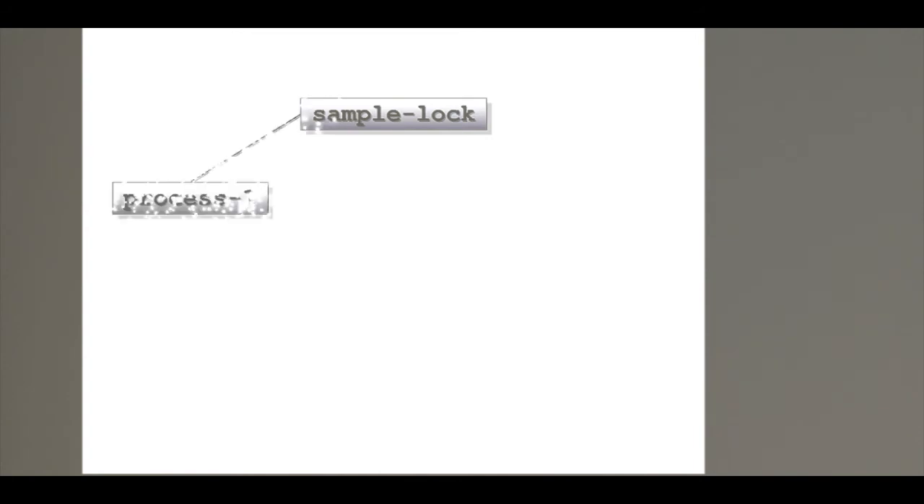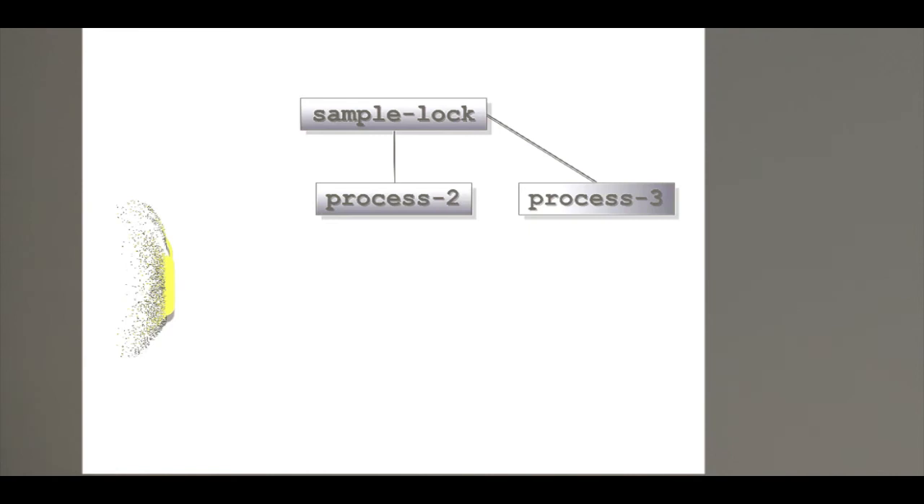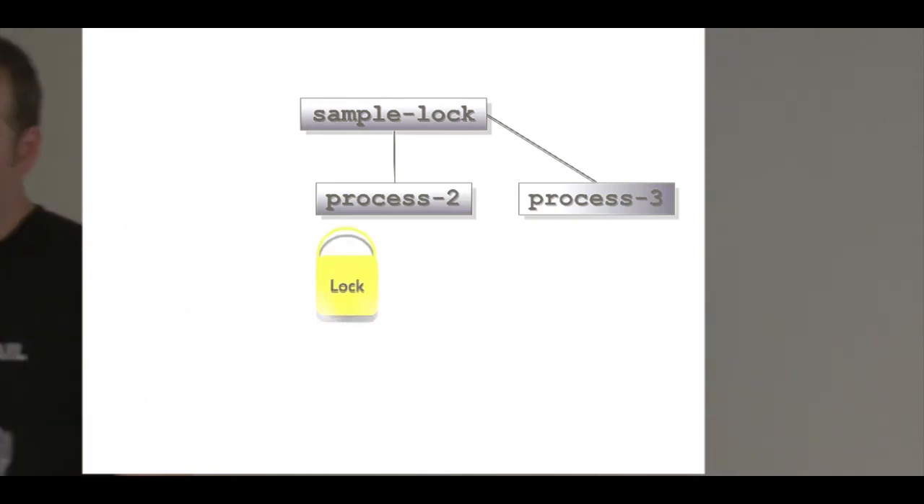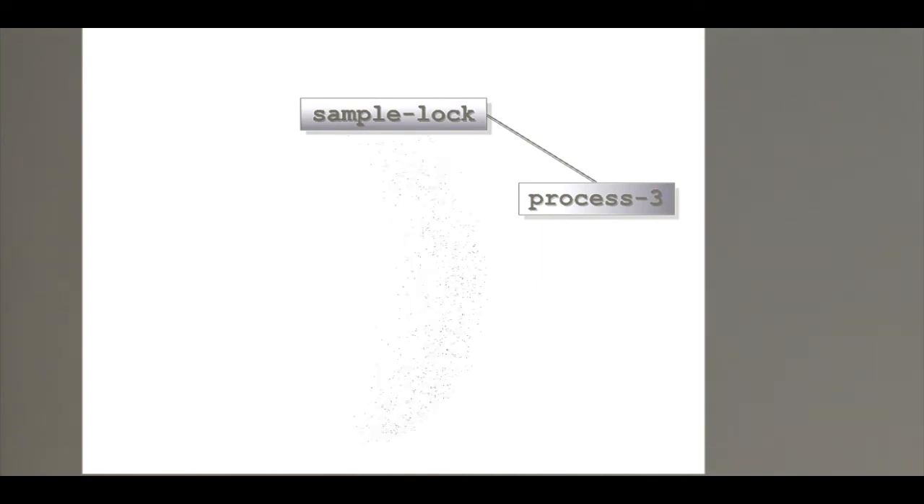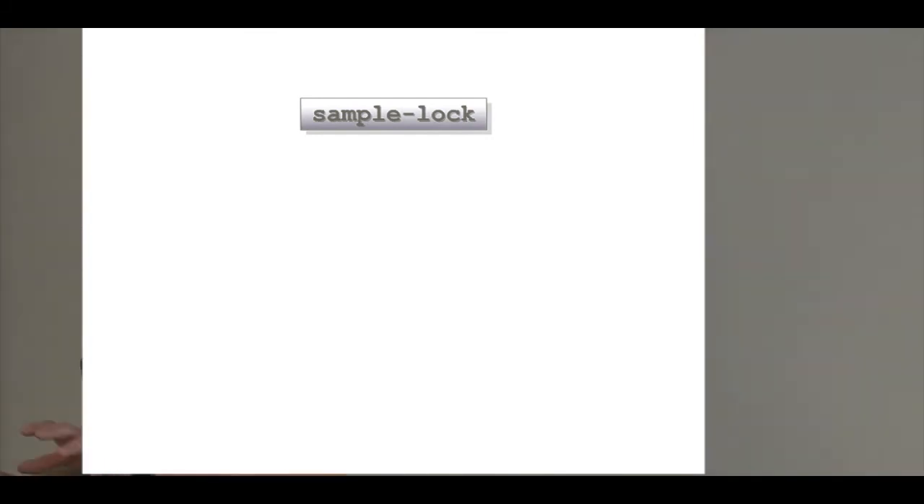Process 1 is going to come in. It's going to get the lock. Process 2 is going to come in. It doesn't have the lock because process 1 is still doing something. Process 3 comes in. It still doesn't have the lock either because process 1 still has it. So let's say process 1 is done. It goes away. Now we want process 2 to automatically get the lock. Then process 2 goes away. Process 3 is going to automatically get the lock. And then we're done. So that's what we want to do.